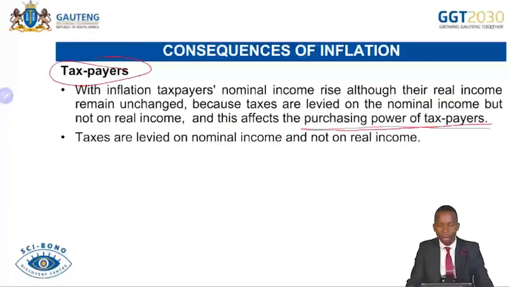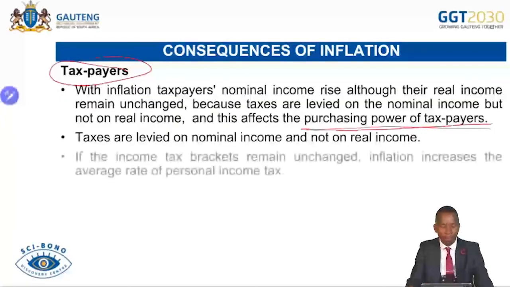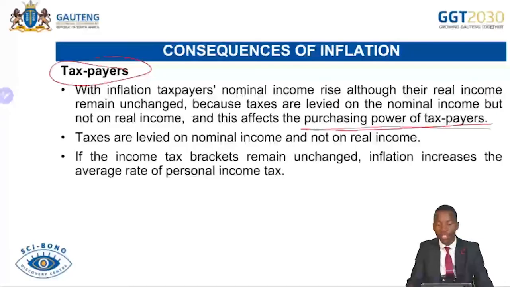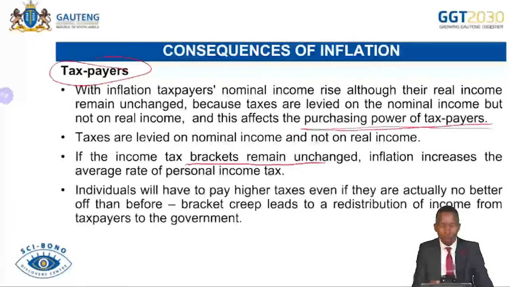Taxes are levied on nominal income and not on the real income. If the income tax bracket remains unchanged, inflation increases the average rate of the personal income tax. So we know the income tax bracket. If ever it remains unchanged, inflation increases the average rate of the personal income tax. And then individuals will have to pay higher taxes even if they are actually no better off than before.